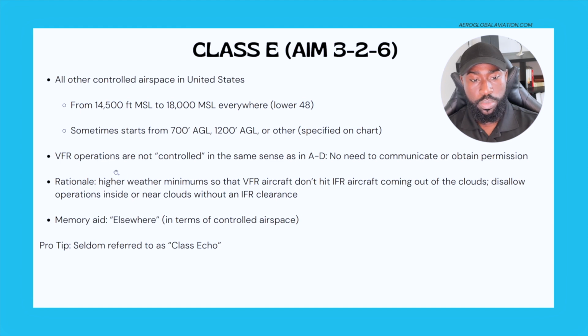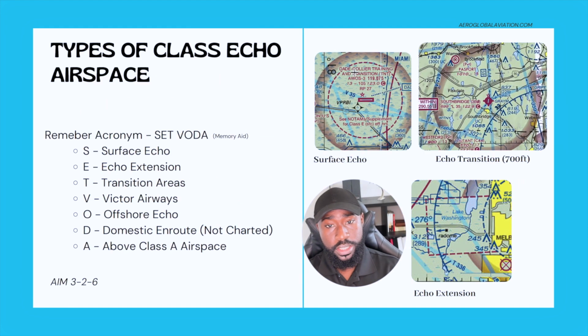VFR operations are not controlled in the same sense as in Class A through Class Delta airspace. So there's no need to communicate or obtain permission to fly in Class E. The rationale behind that is you have higher weather minimums so that VFR aircraft don't hit IFR aircraft coming out of the clouds. Basically, this allows operation inside or near clouds without an IFR clearance. That's the general idea with Class E. Over here, we'll take a look at the different types of Class Echo airspace. This is why I said it's a little bit more complicated.